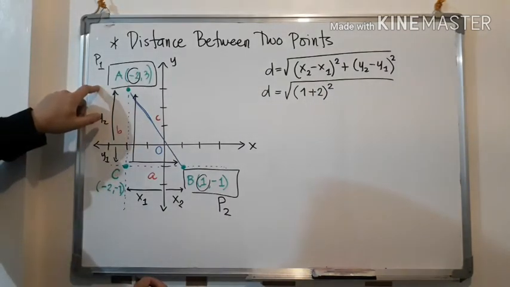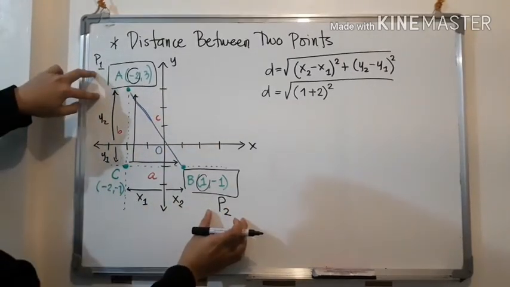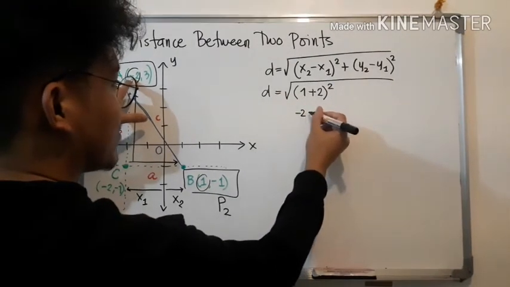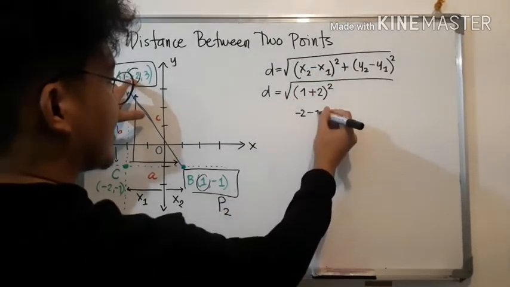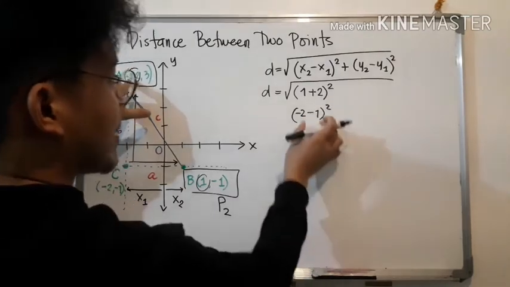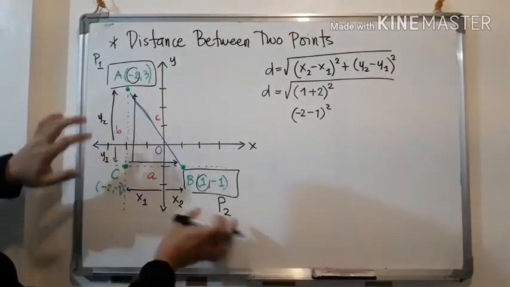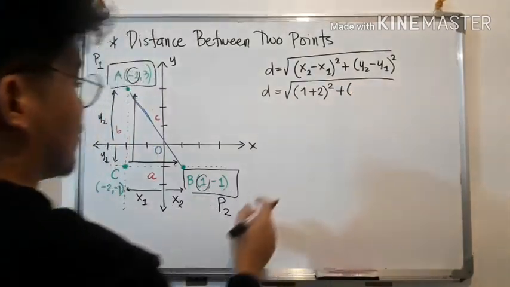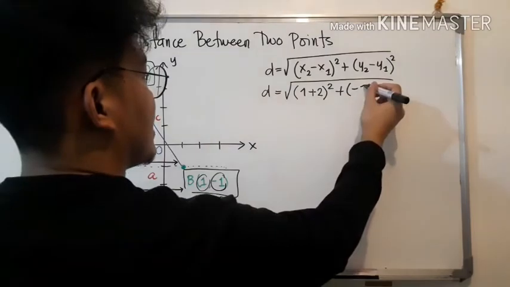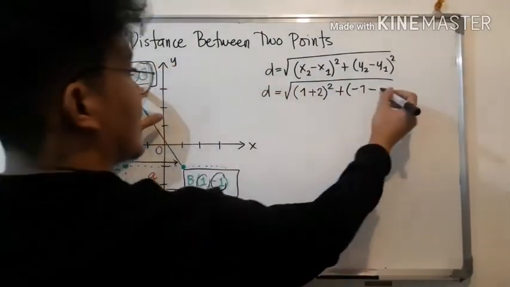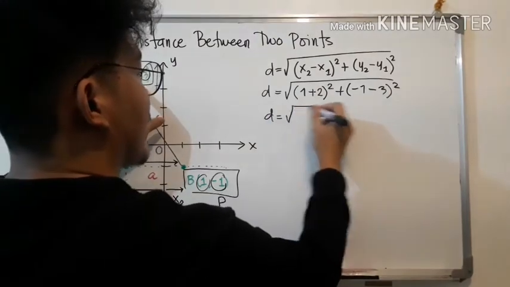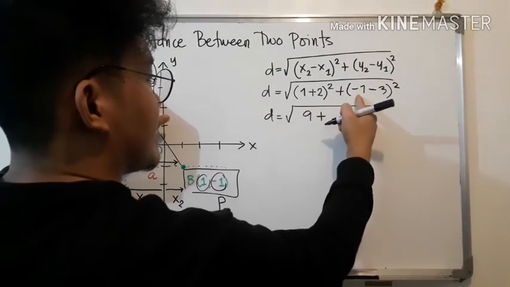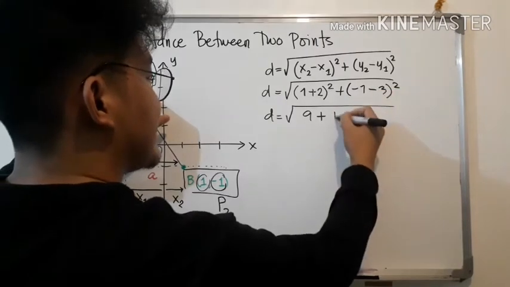Okay. So what if ito yung point 1, ito yung point 2? Okay, therefore, ang x sub 2 natin ngayon is minus 2. Negative 2, minus our x sub 1, which is 1, that becomes minus 3 squared. So they have the same answer. So, it does not matter kung alin dito yung point 1 or point 2. Okay? Plus, so we have y sub 2, this is our y sub 2, negative 1, minus our y sub 1 is positive 3 squared. Okay, so we have d is the square root of, this is 3 squared, that is 9, plus negative 1 minus this, negative 4 squared, 16.